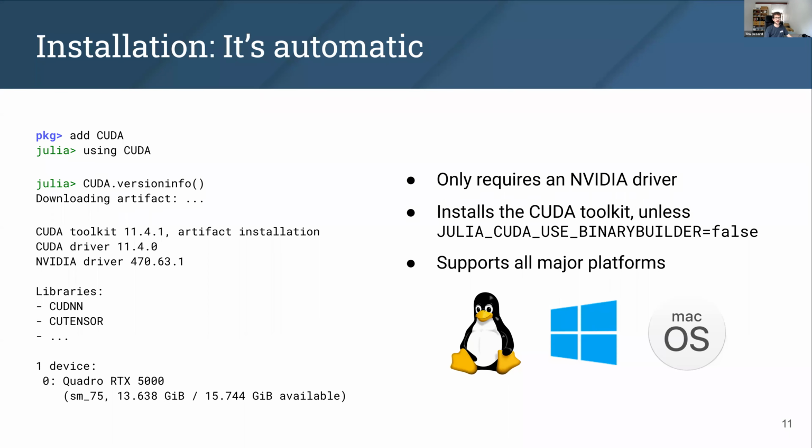If you want, you can opt out of these automatic binaries being used by setting the JULIA_CUDA_USE_BINARYBUILDER environment variable to false, in which case CUDA.jl will try to detect all of these libraries as available on your system. But it's generally not recommended to do so because this is the configuration we test, for example, on our continuous integration service. And nowadays it's also supported for all major platforms. So unless you're on a very specific platform, there's no real reason to opt out of it.